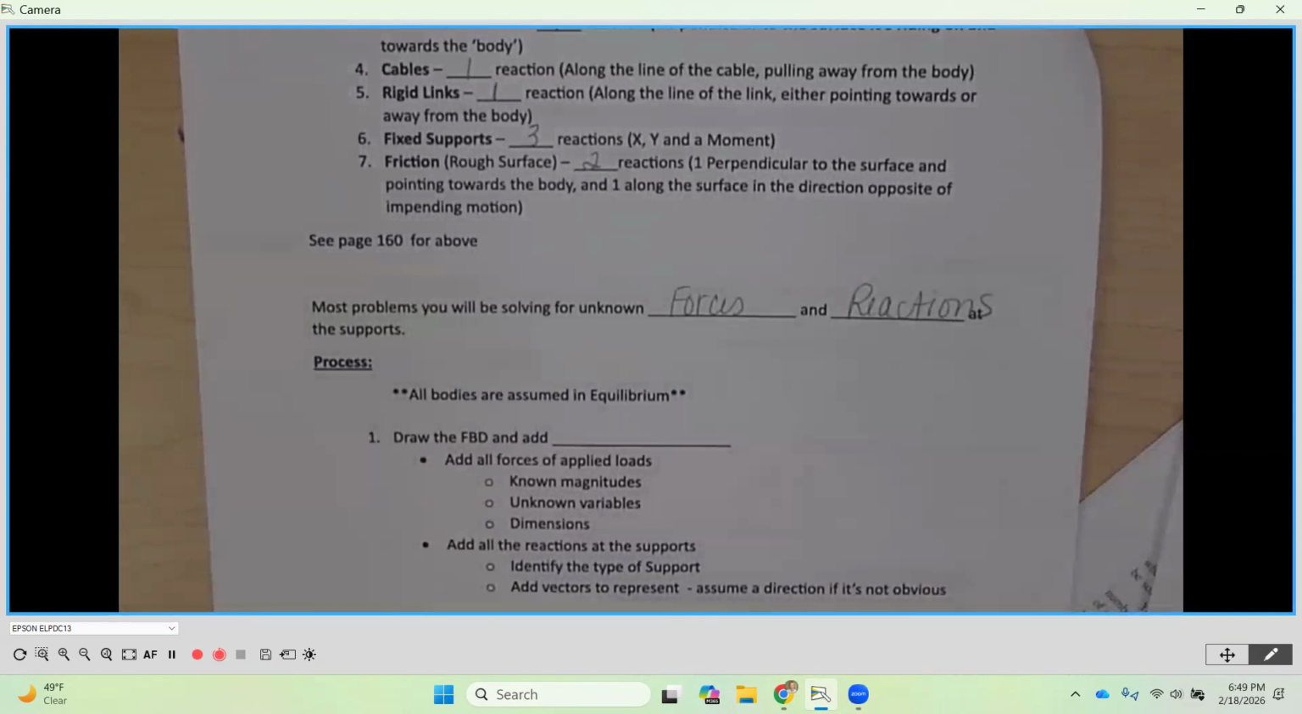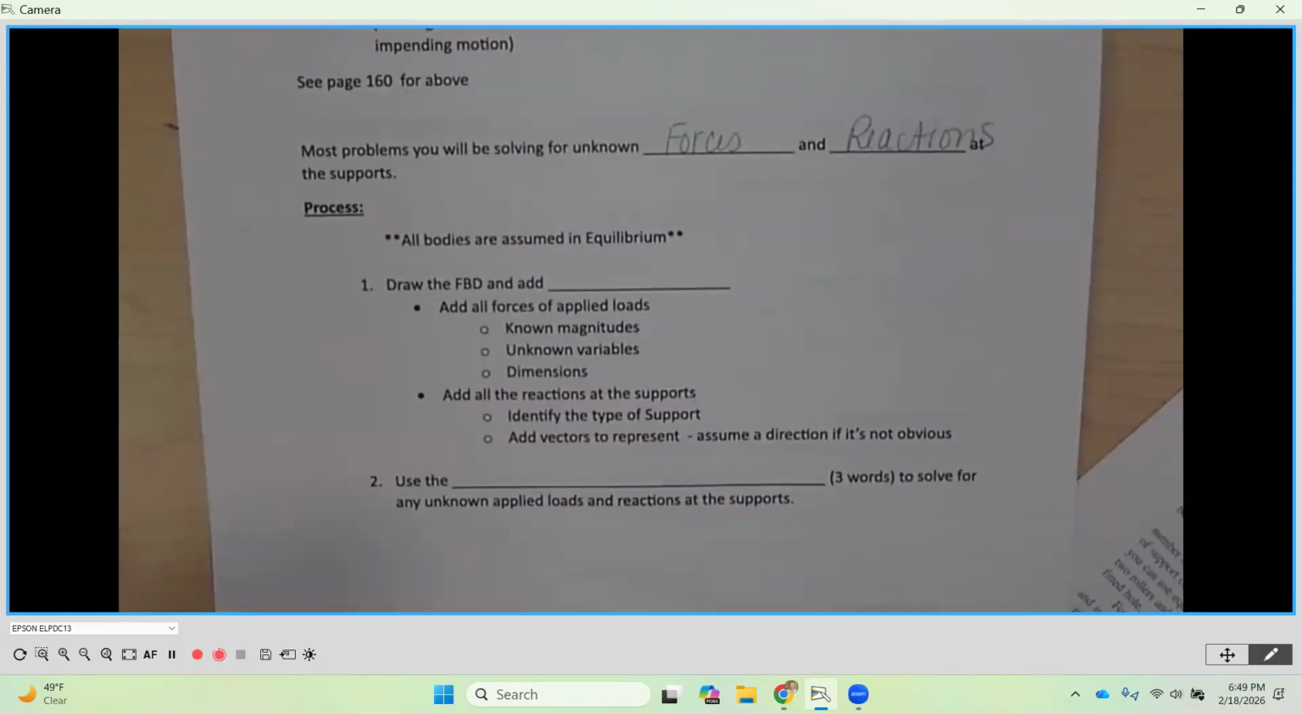And that's where we start categorizing those reactions, those supports. What are the forces that we're going to see there? The process we're going to go through is not very hard, two main steps. First, assuming that all bodies are in equilibrium. So going forward, that's the condition we are going to be in. We're going to be summing everything and it's always going to equal 0.